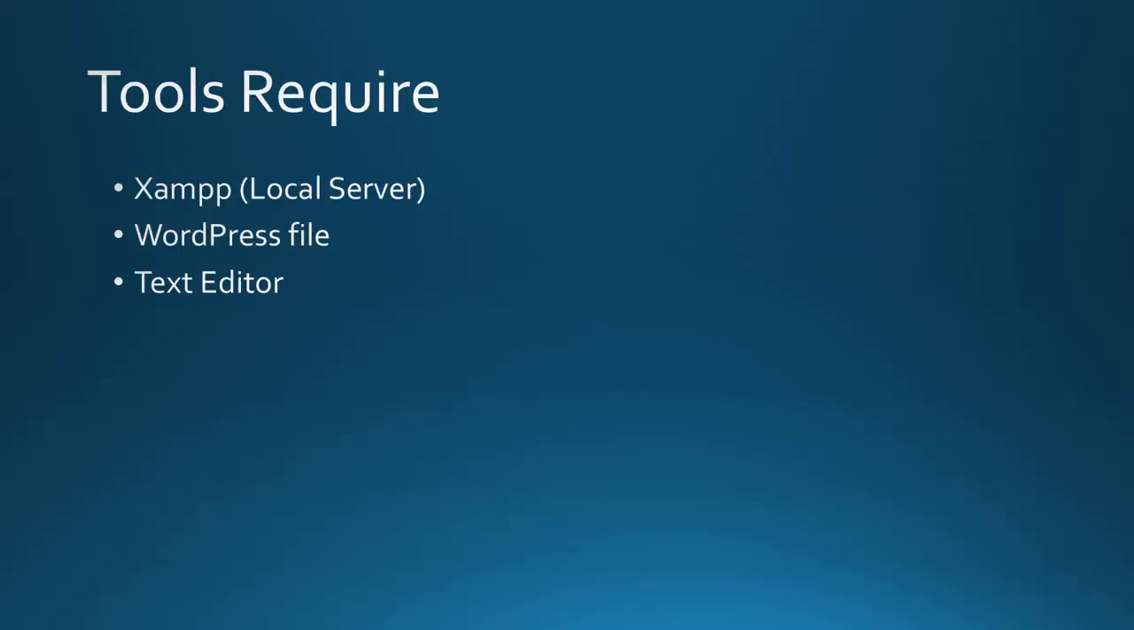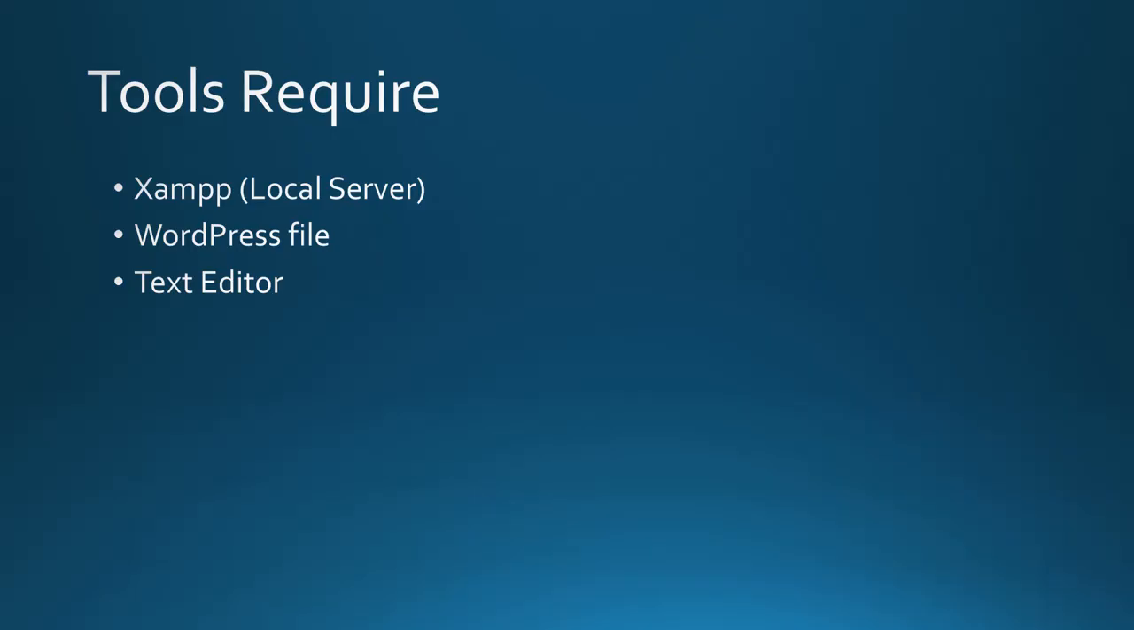The tool that we shall require to install WordPress on our local machine is XAMPP. It's a local server. XAMPP is one of the most popular local servers out there. There's also WAMP, and there are other ones that you can try. But I'll advise you to use XAMPP. All of them have the same features. They work the same, but I'll recommend XAMPP.